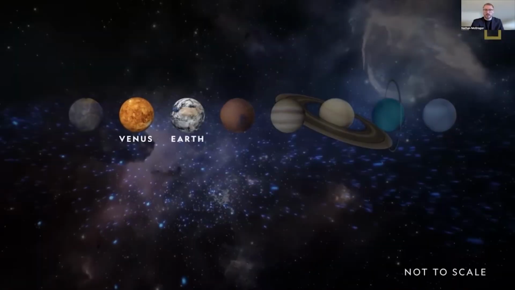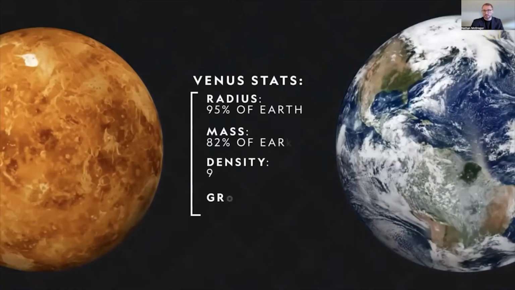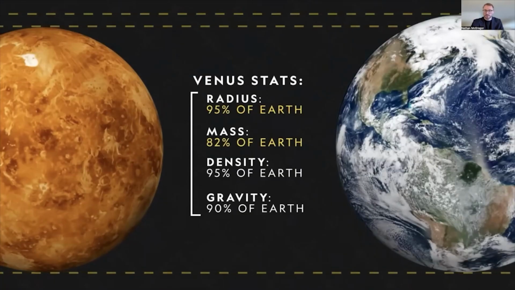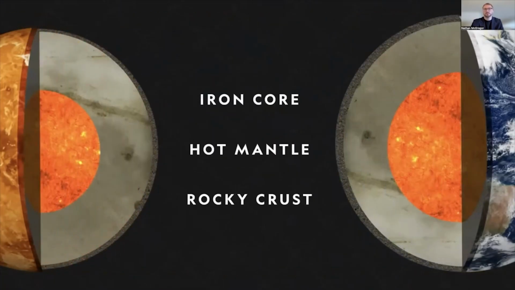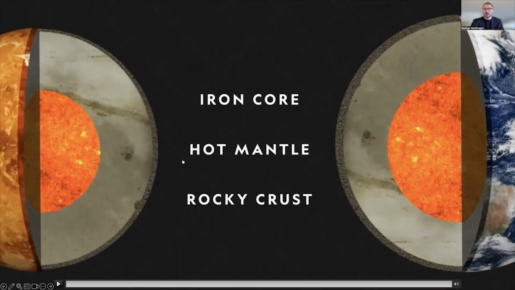Now, Venus and Earth actually are very similar in many ways. Both have similar radius, mass, density, and gravity. And when you look inside both planets, they have a similar structure, with each possessing an iron core, a hot mantle, and a rocky crust. Now, the second layer here, the hot mantle, which is between the core and the crust, is the focus of the research I've been doing on Venus with the ARCS Fellowship.